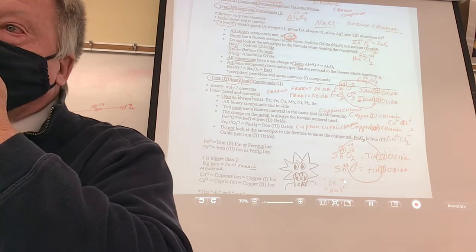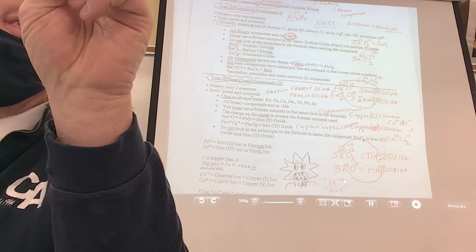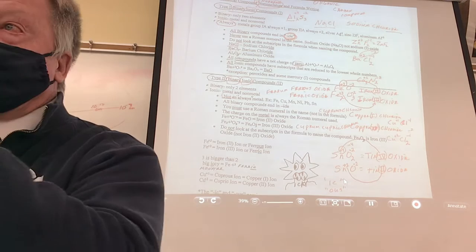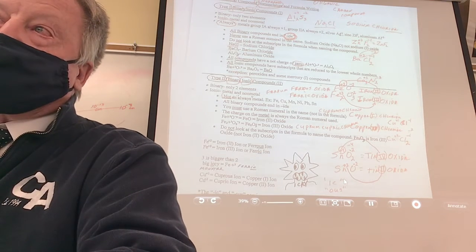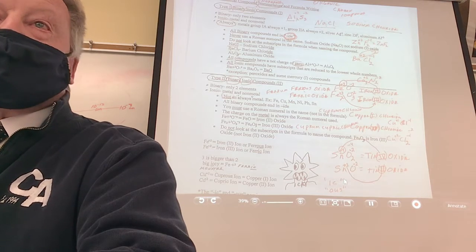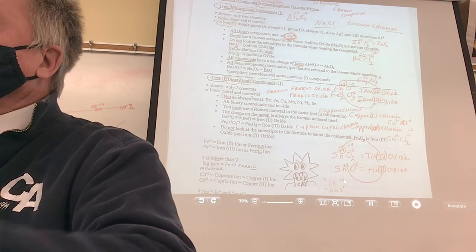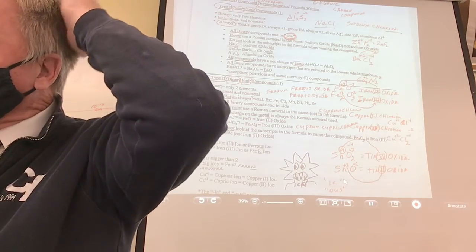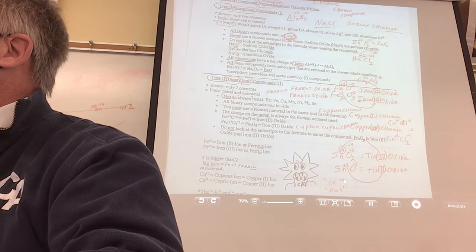But what about type 2? Type 2 is binary and ionic, and not an always metal. That's a lot of them, isn't it? So for all the rest of the metals, you have to do a little extra work. And what does the Roman numeral stand for again? Charge on the metal. Yes.